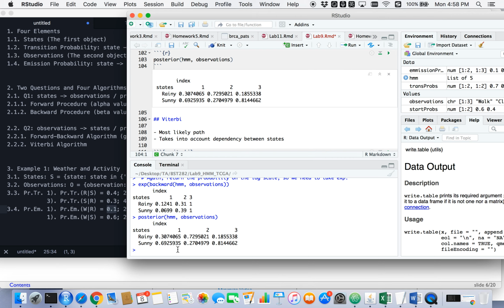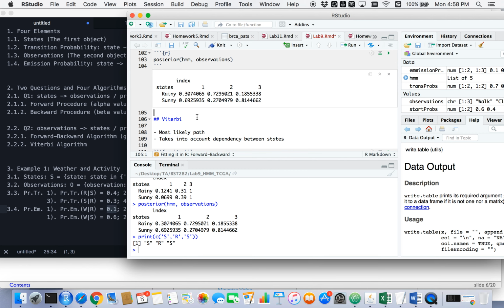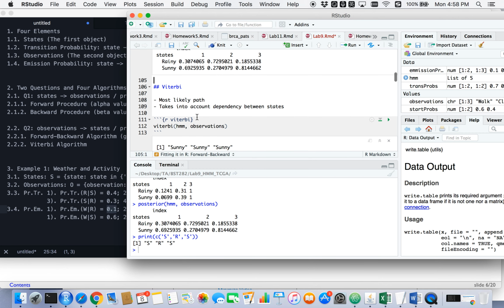So our results from the forward and backward algorithm might be, what? So it's sunny, raining, and sunny. All right, so let's see whether we could get different results from the Viterbi algorithm, where R could also do the Viterbi algorithm directly.